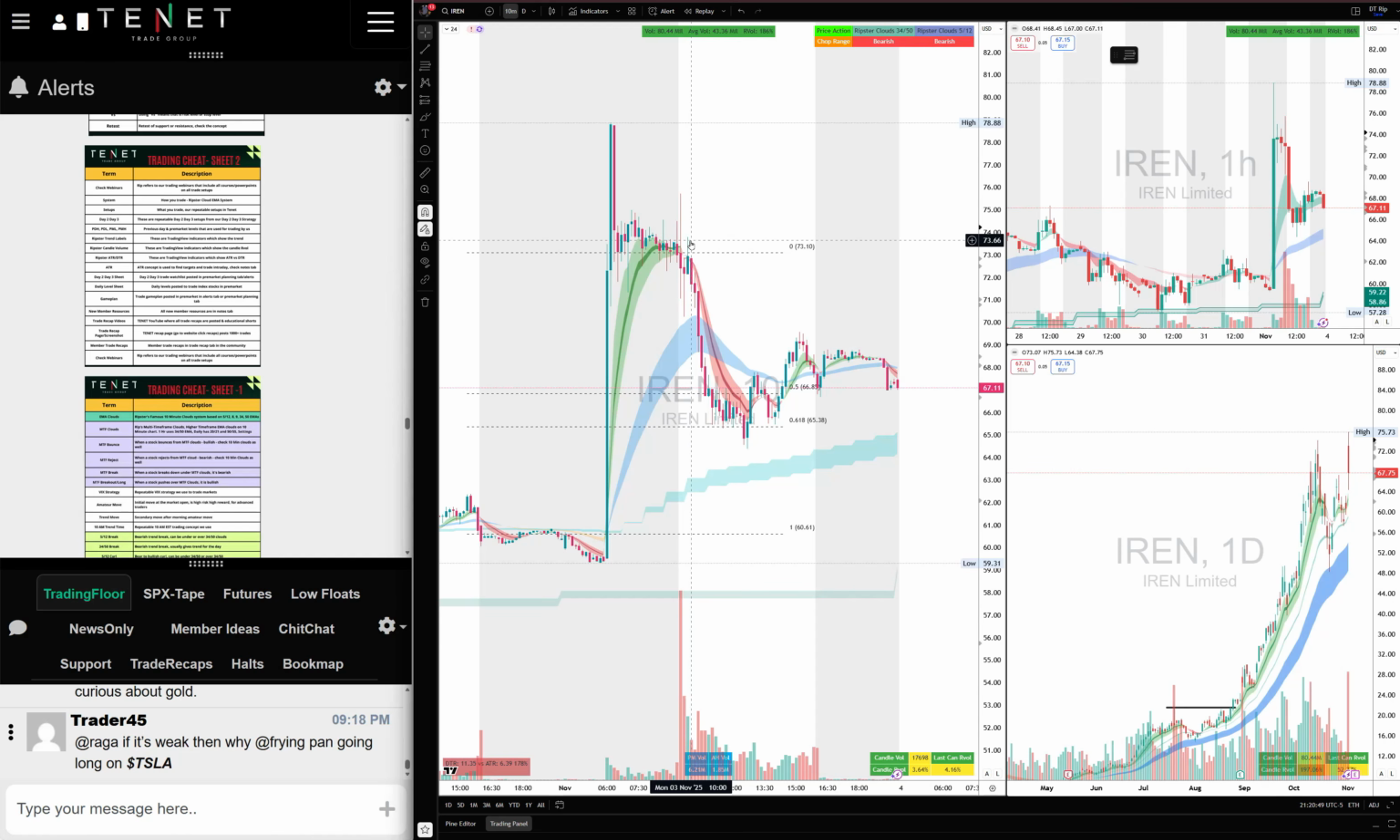So what Ripster Cloud and my teachings do is teach you how to figure out if it is going up or going down. So let's see how we traded this stock today.